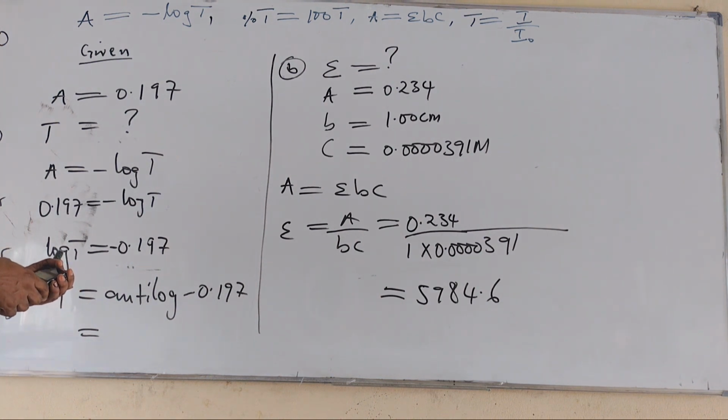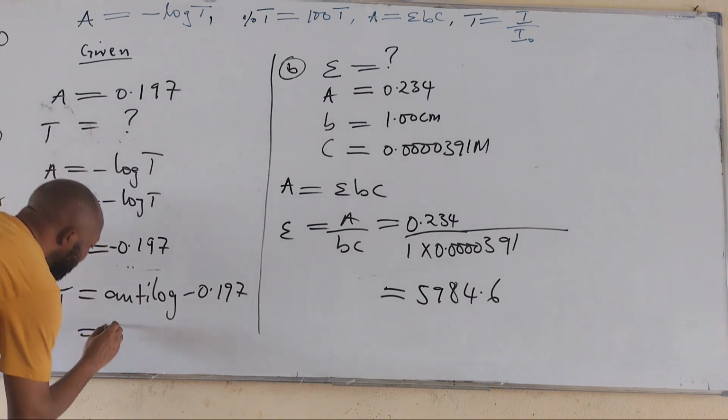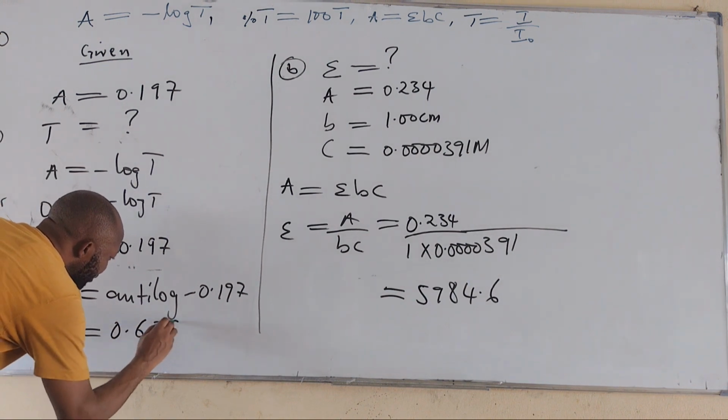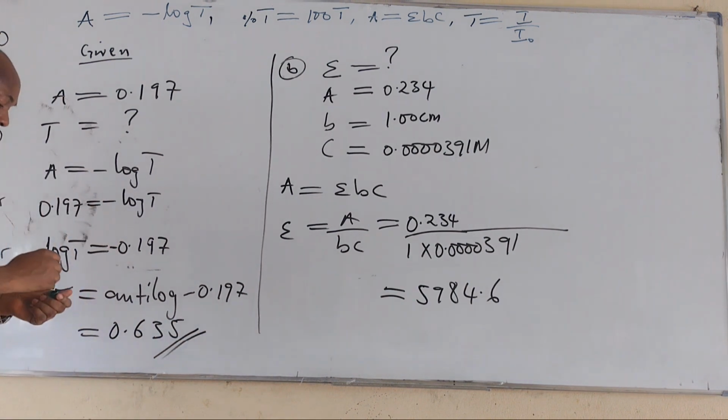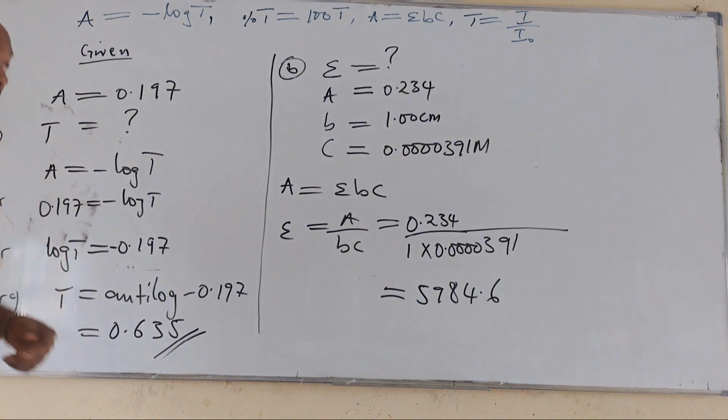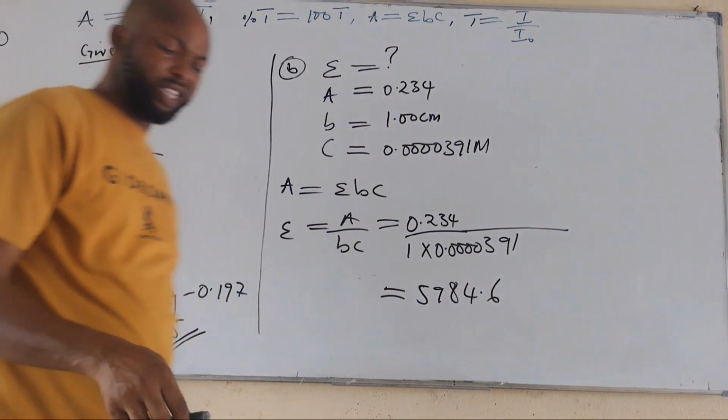okay, the second function, log, minus 0.197, 0.635. So that's it, and that's that. So yes, that's where we're going to stop.